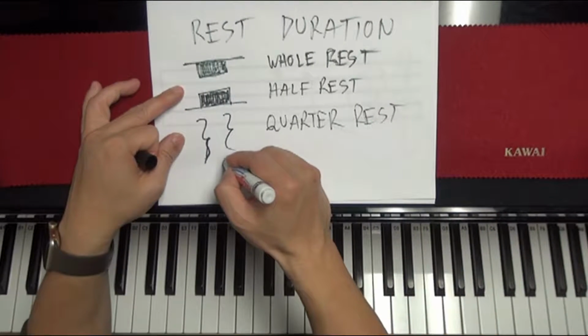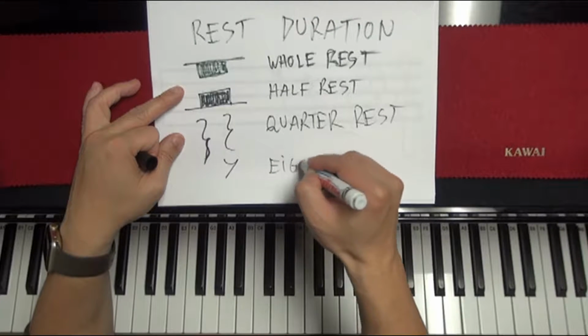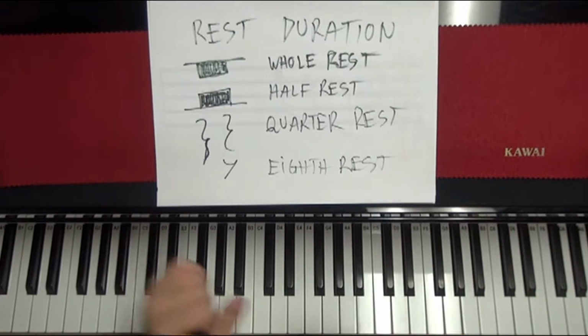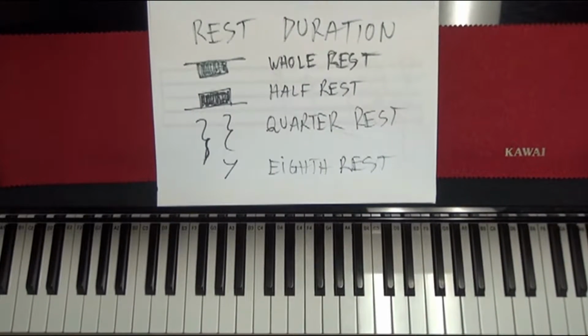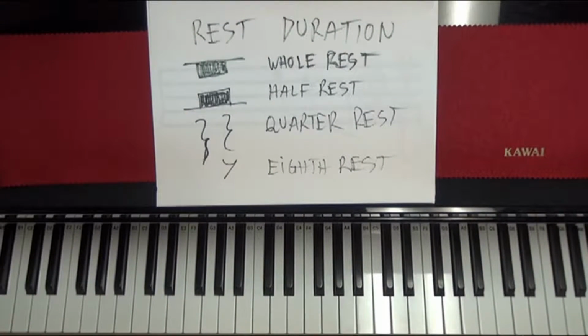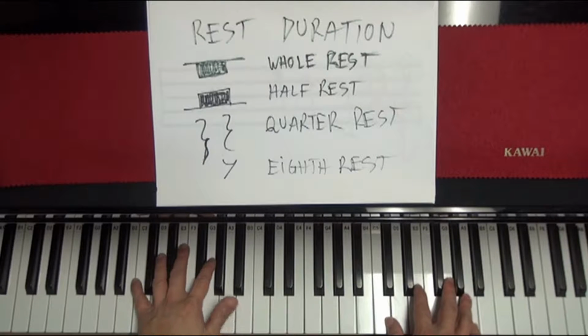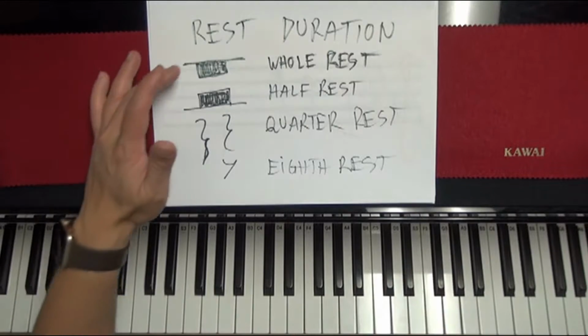And then you would see something like this. That's called an eighth rest. Okay? Now, you wonder why do we need this? Well, when you play music, especially when you play piano, both of your hands do not always play together, right? Sometimes the right hand plays, the left hand rests. Sometimes the left hand plays, the right hand rests. Okay, so you have to understand that.